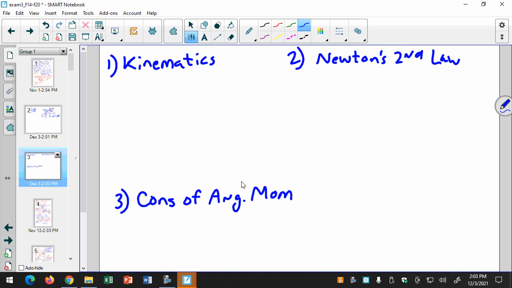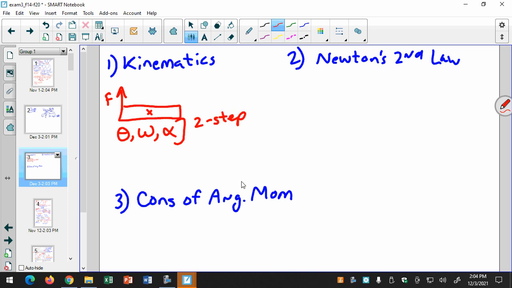Okay, so kinematics, you're going to have some object, let's say that it's a bar. I don't know what it'll be, but it'll rotate. I mean, I do know. It'll be a bar, it'll be a disc, it'll be a sphere. It doesn't really matter what it is. The only thing that matters is how you go about calculating the moment of inertia if you need it. There will be some force applied to it, and then you'll need to answer some question about theta, omega, and or alpha. It will be a 2-step problem, I will tell you that you'll have to find some unknown quantity in order to find the other unknown quantity.